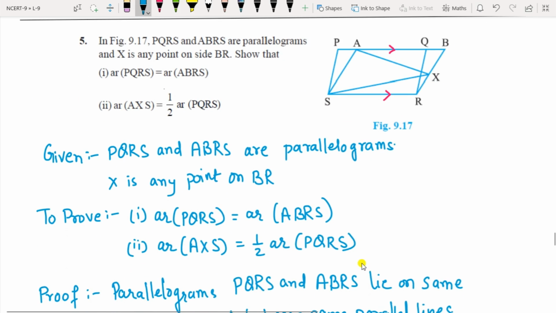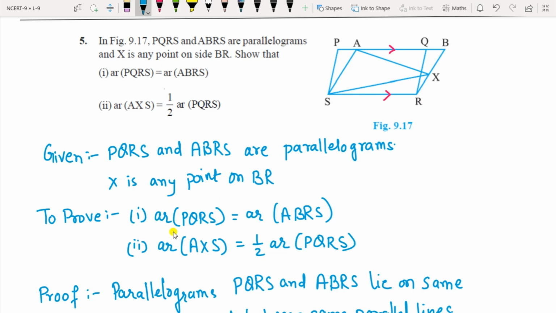5th question is here. PQRS and ABRS are the two parallelograms, and X is any point on BR. It is on BR since the base is BR here. So it is on parallelogram ABRS. Show that PQRS is equal to ABRS and AXS equal to half of PQRS. Okay. So PQRS and ABRS are parallelograms. X is any point on BR, and these are the two proofs that is given in the question. That only you have to write it here.